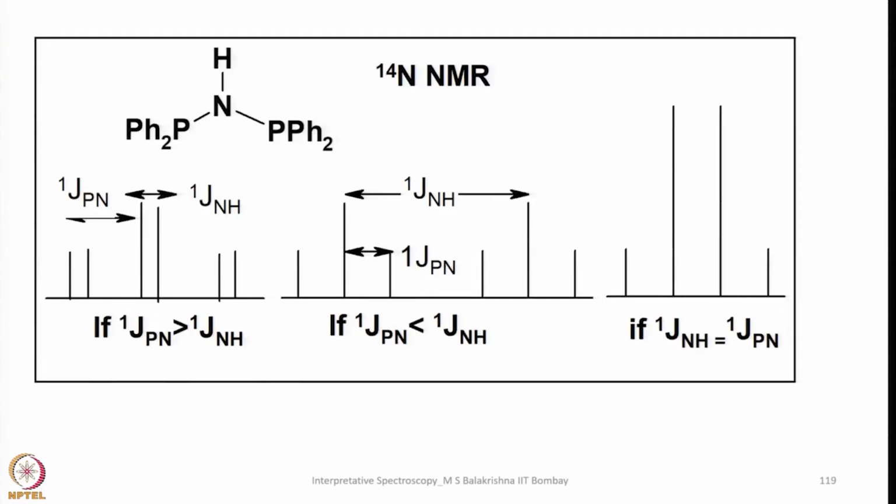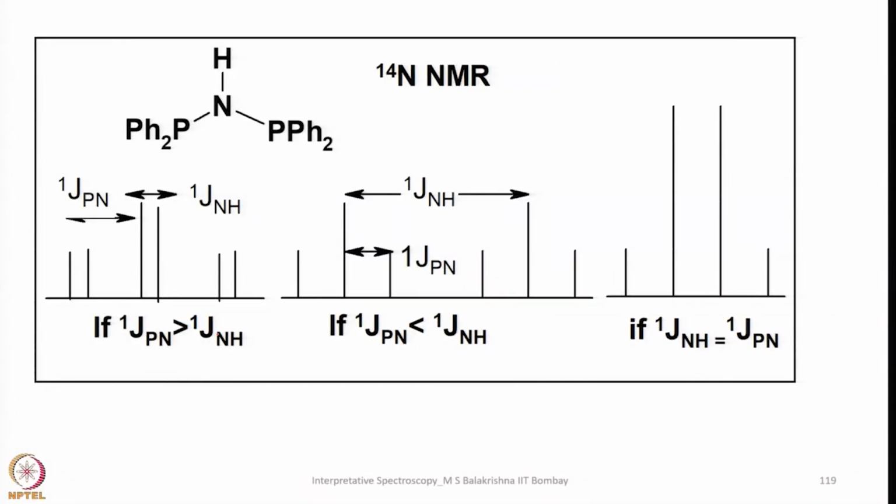For this molecule we have 3 cases, as I mentioned, when the spectrum is not given. If somebody asks you to sketch the 1H NMR spectrum of this molecule, bis(diphenylphosphino)amine, you have to look into all the 3 cases. One is NH coupling is larger than NP coupling, the other is NP coupling is larger than NH coupling, and the other is NP coupling equivalent to NH coupling, because all of them are 1 bond apart.